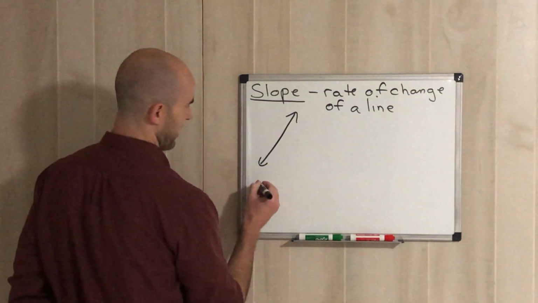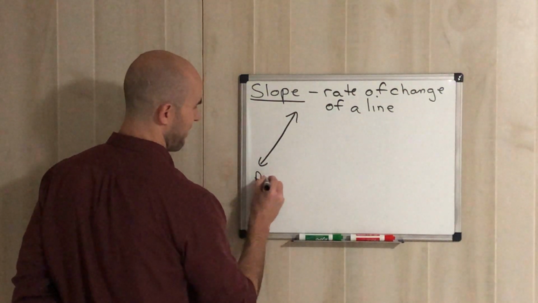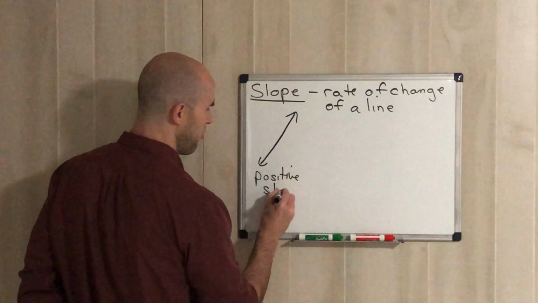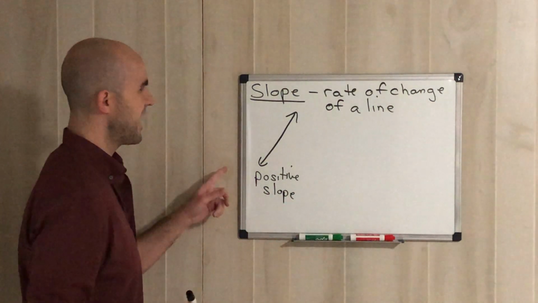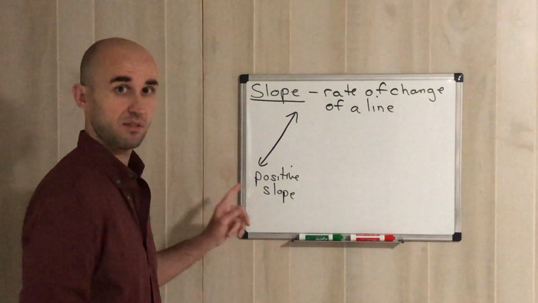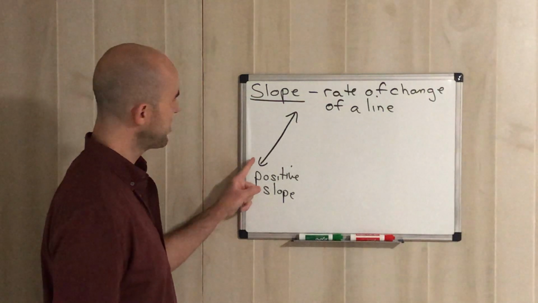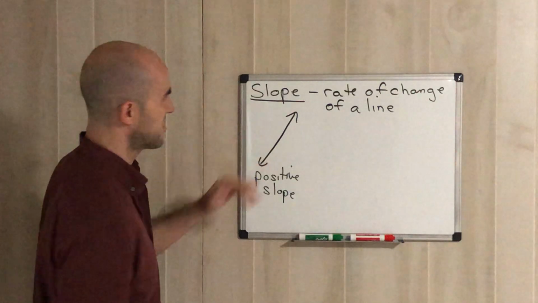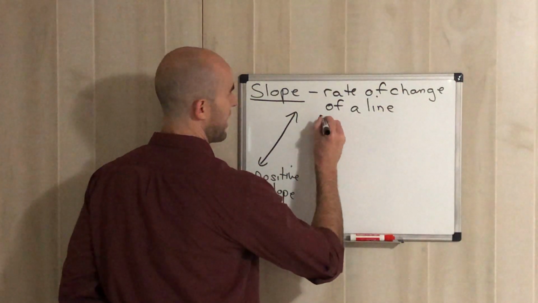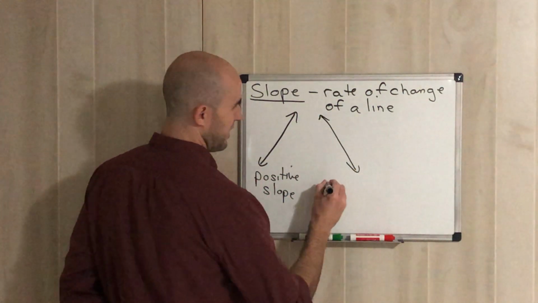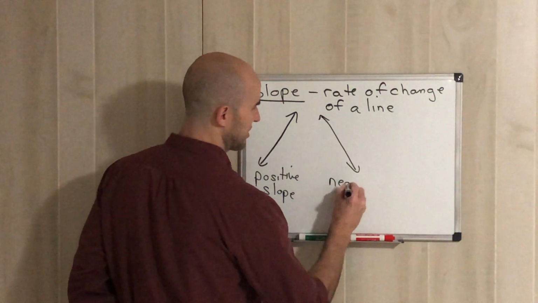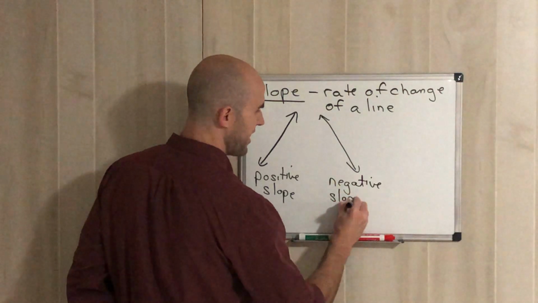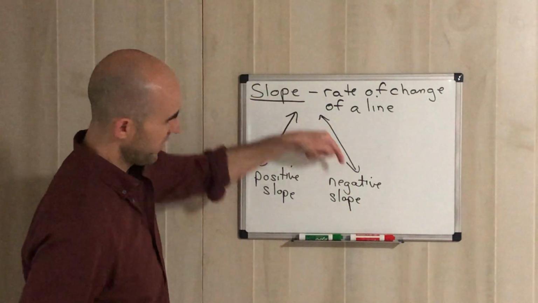So looking at this line, think of this as having a positive slope. And the reason that it would have a positive slope is because the line, and always go from left to right, almost as if you're reading, is going up from left to right. So it's positive because the line's going up. If we had a line that looked like this, this would be a line that has a negative slope. And it has a negative slope just because the line, from left to right, is going down.